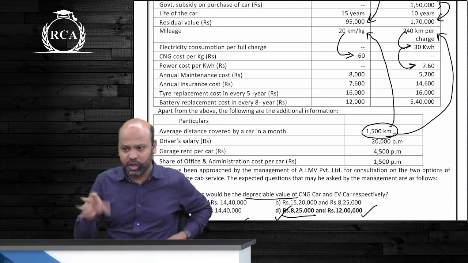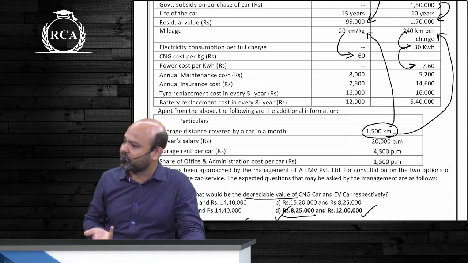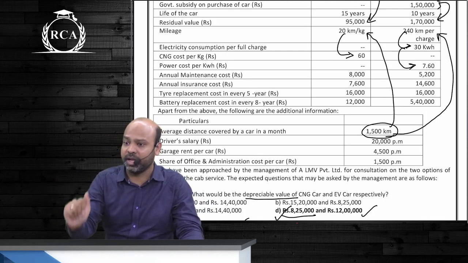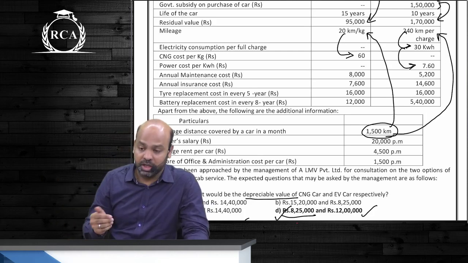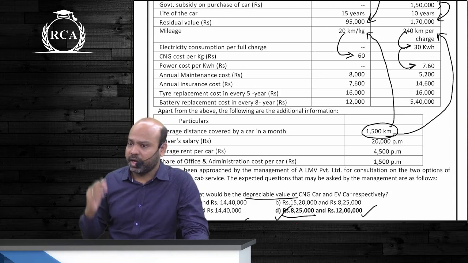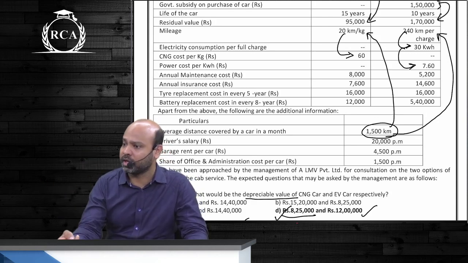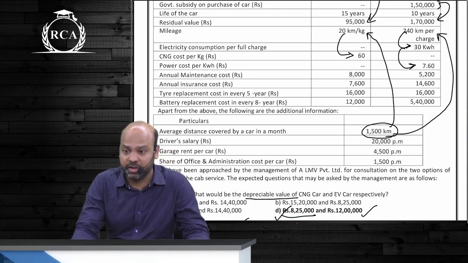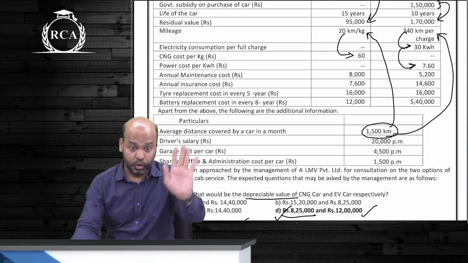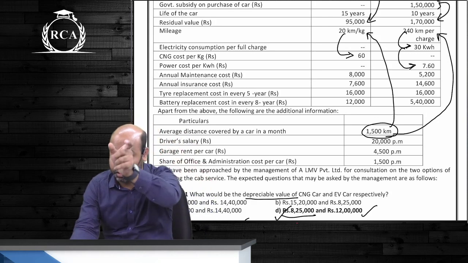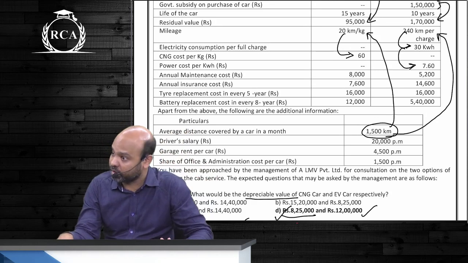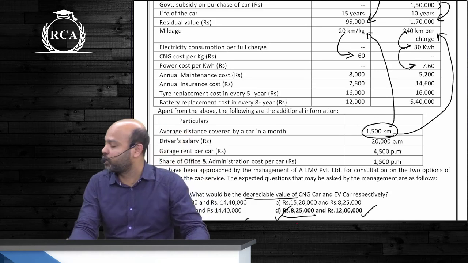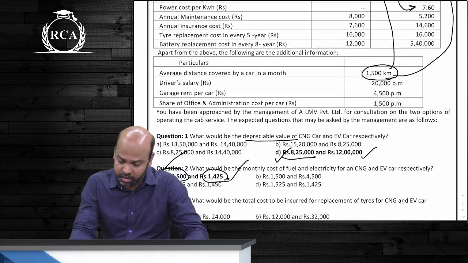I don't know why they give such questions, beta, use your brain. Why will you want to replace the battery at the end of 8th year? Scrap the vehicle at the end of 8th year. 5,40,000 is the battery cost. Buy a new car, for 2 years. Why will you incur 5,40,000? Don't you think it makes more sense to just scrap the vehicle altogether, guys, and buy a new car? But we are not supposed to use our brain here. We're supposed to answer it based on the information given. Information given is 10 years life. So stay within 10 years.